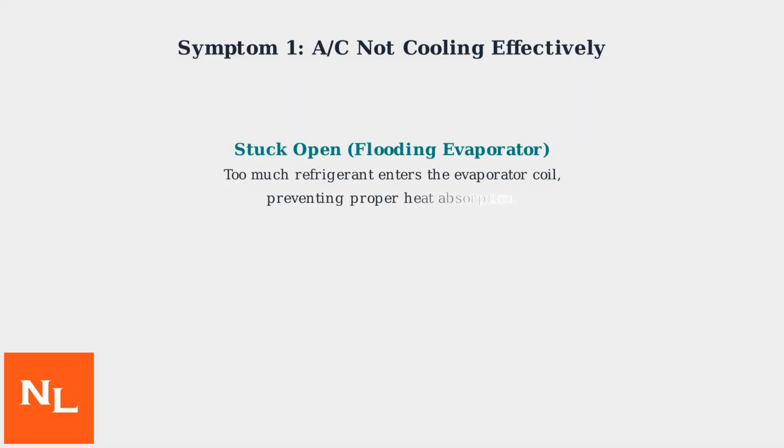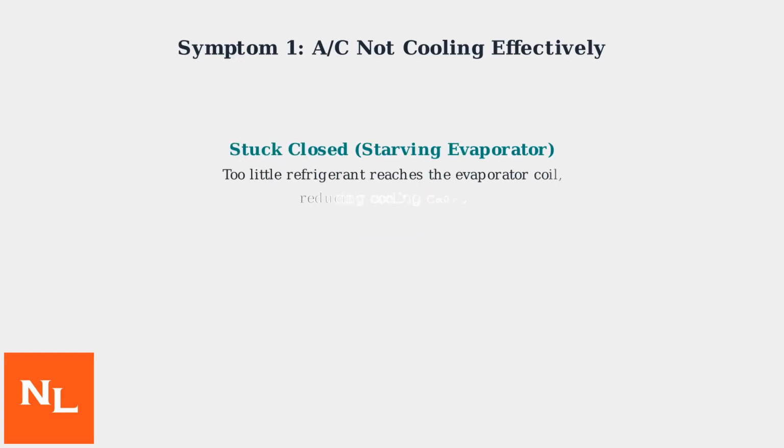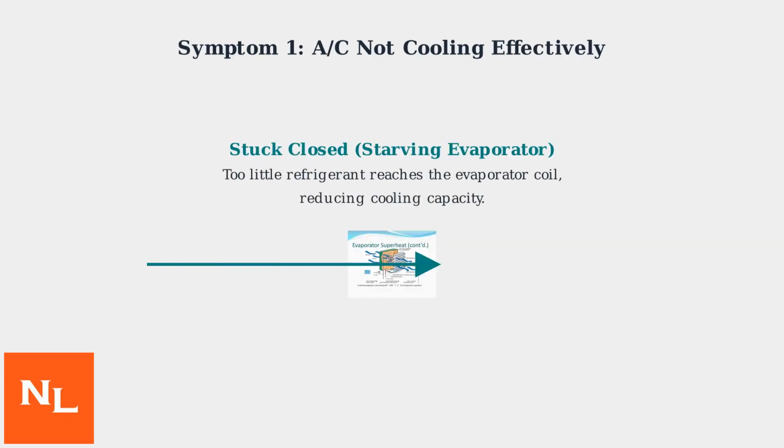When the valve is stuck open, too much refrigerant floods into the evaporator coil, overwhelming the system and preventing efficient heat absorption from the air. Conversely, if the valve is stuck closed, too little refrigerant reaches the evaporator, starving it and significantly reducing the system's cooling capacity. Another common symptom of a faulty expansion valve is frost buildup on the evaporator coils.